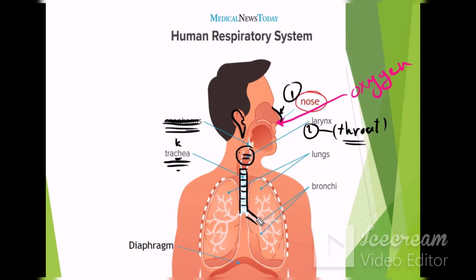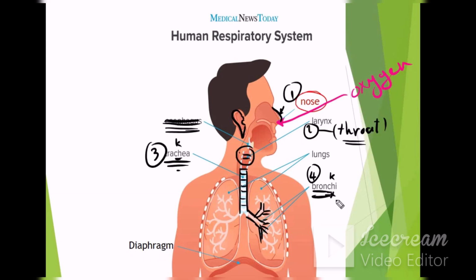After that, this one becomes smaller and smaller. It divides into smaller parts called bronchi. This is the third part in the journey, the trachea. The oxygen enters your nose, throat, trachea, and after that goes to the bronchi, the smaller parts of the trachea inside the lungs. This is called the bronchi.